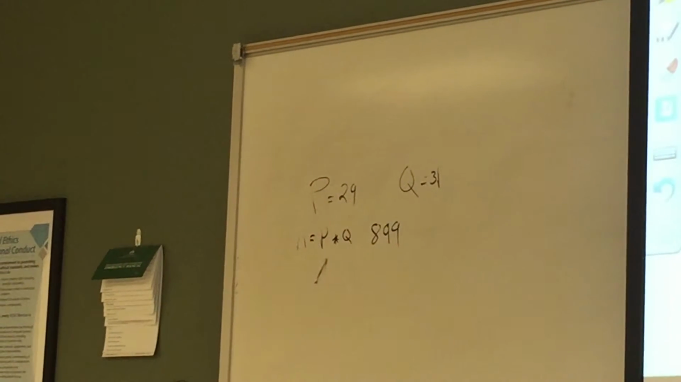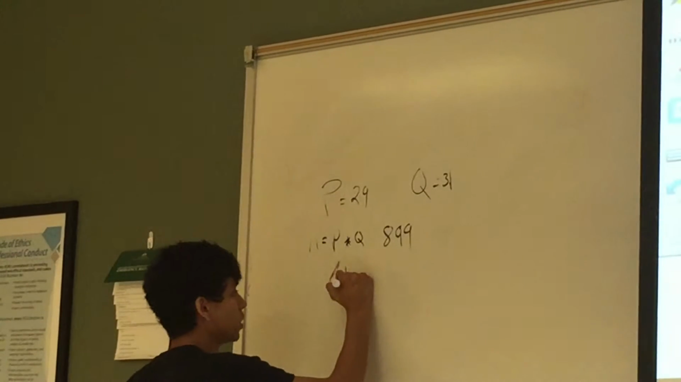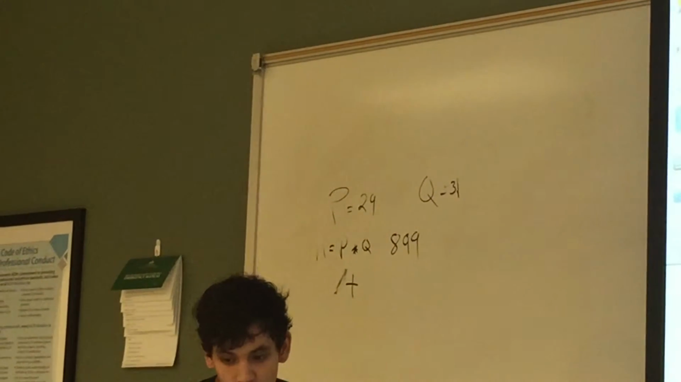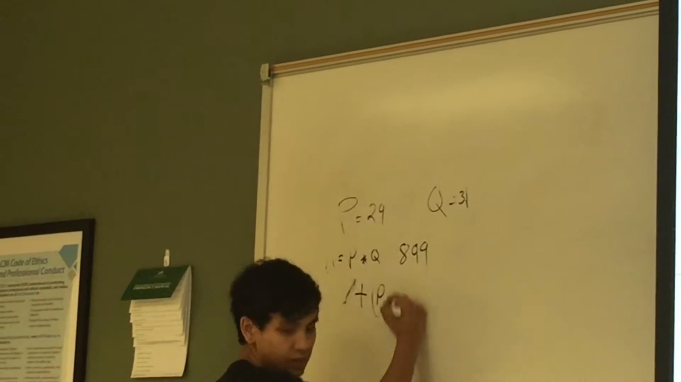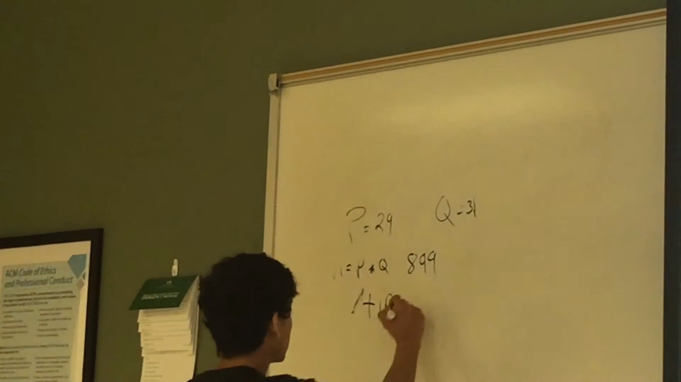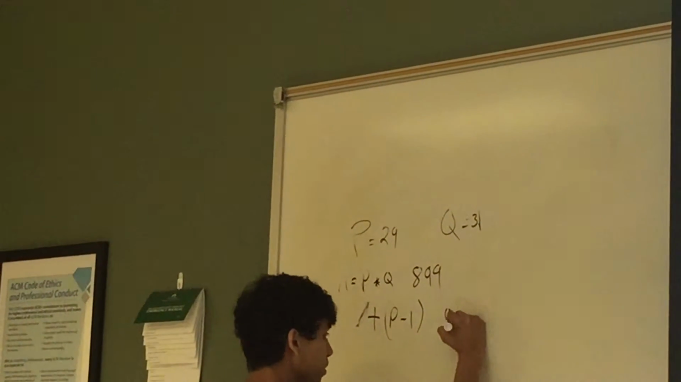Then you calculate T, which is P minus 1 and Q minus 1.